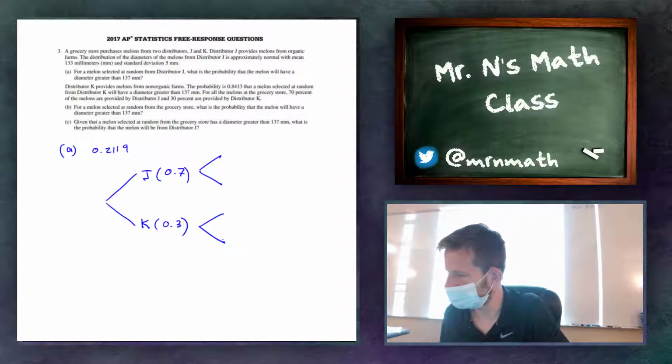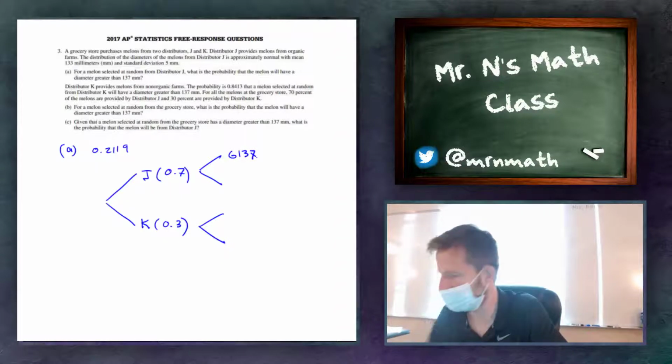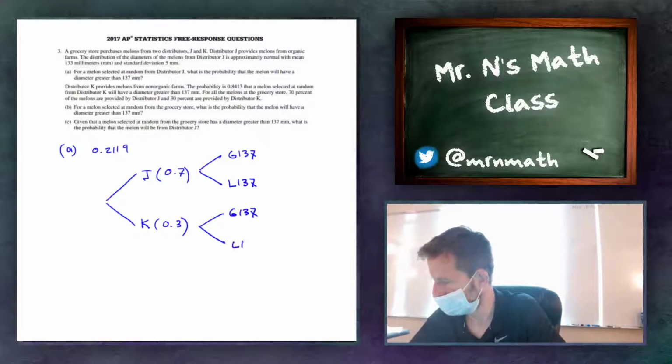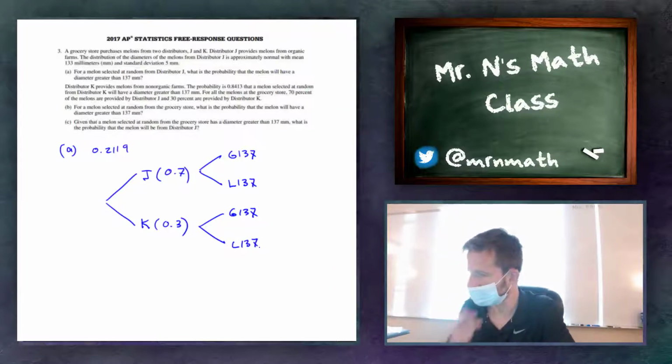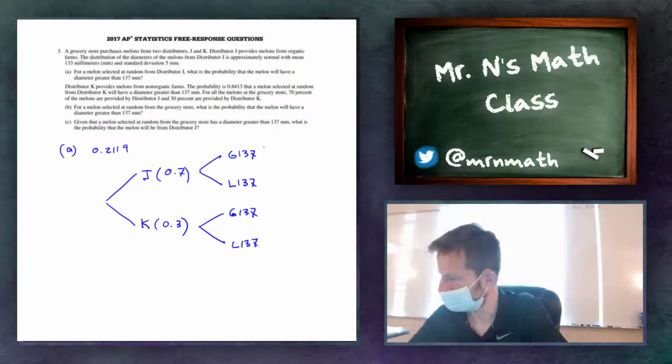Now, they are either greater than 137, I'll just say greater than 137, right? Or less than 137. And for J, the probability that they're greater than 137 is what?